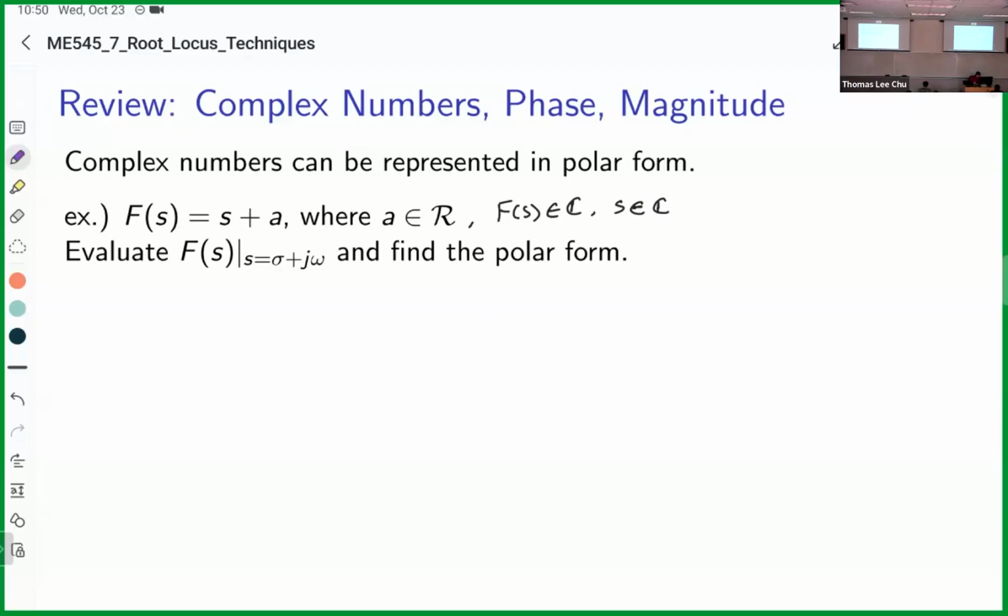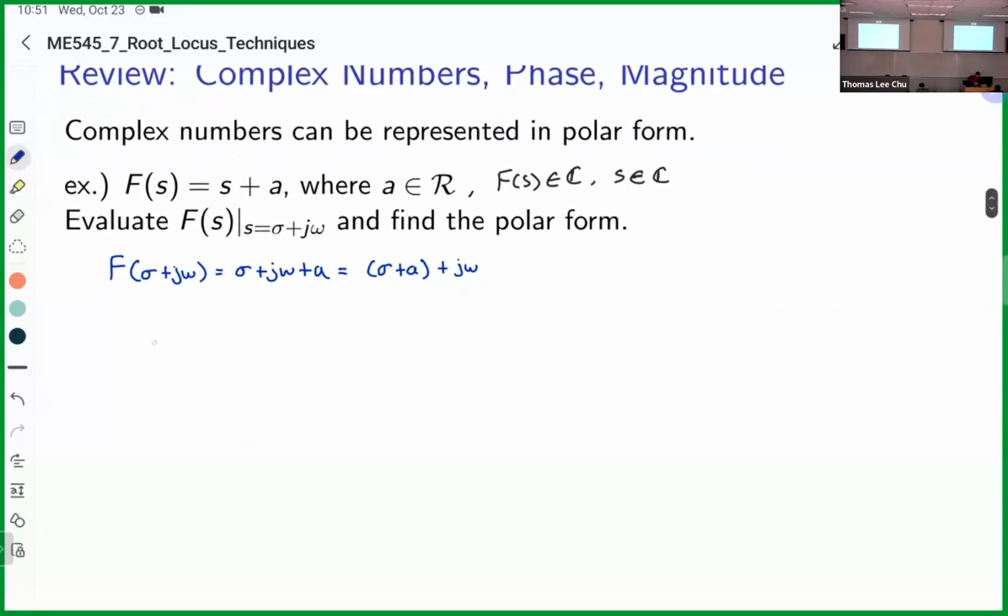So basically to do that, I sub in F at real plus J omega. I get the real part plus J omega plus A. And then I'm going to separate it by the real part, which is going to be sigma plus A in parentheses, just to show that these two are grouped together, plus J omega, which is the imaginary part.